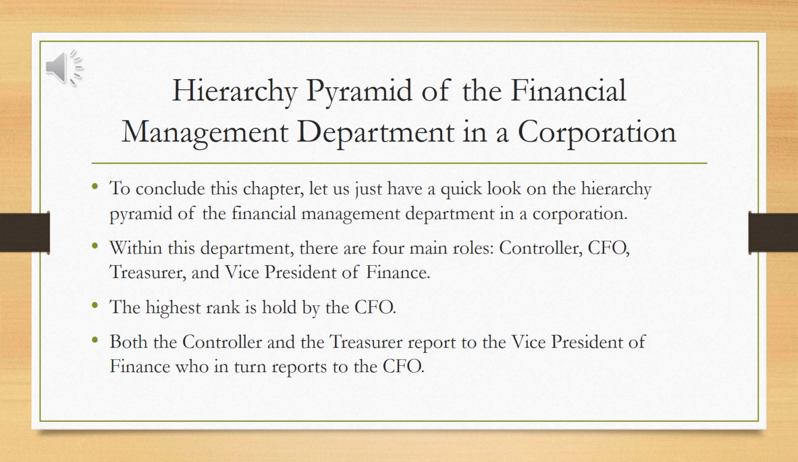To conclude this chapter, let us just have a quick look at the hierarchy pyramid of the financial management department in a corporation. Within this department, there are 4 main roles: controller, CFO, treasurer, and vice president of finance. The highest rank is held by the CFO, the Chief Financial Officer. Both the controller and the treasurer report to the Vice President of Finance, who in turn reports to the CFO.